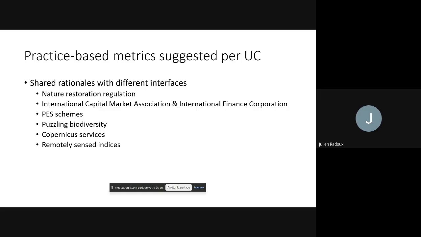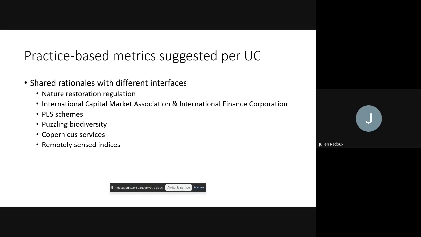But if you want to improve the farmland bird index, it's not by one measure that you can improve that. In order to improve the farmland bird index, you need to improve the habitat, you need to decrease the pesticide, and you need to improve the connectivity.